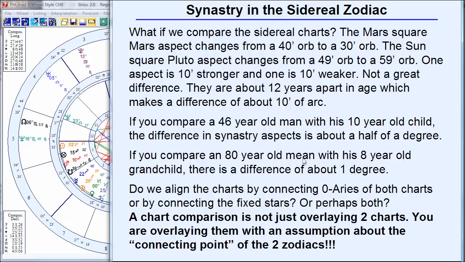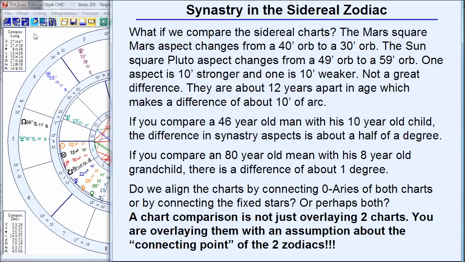So why is doing the synastry in the sidereal zodiac different from the tropical zodiac? It's because of precession of the equinoxes. The sidereal zodiac separates from the tropical zodiac by 1 degree a year.